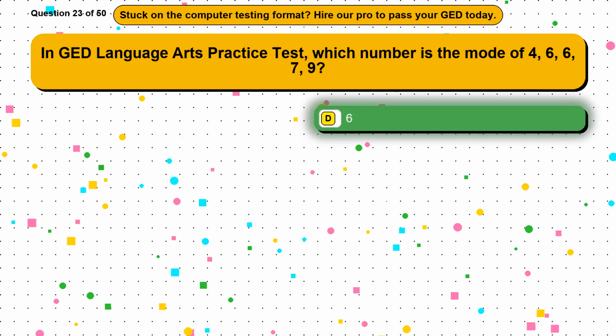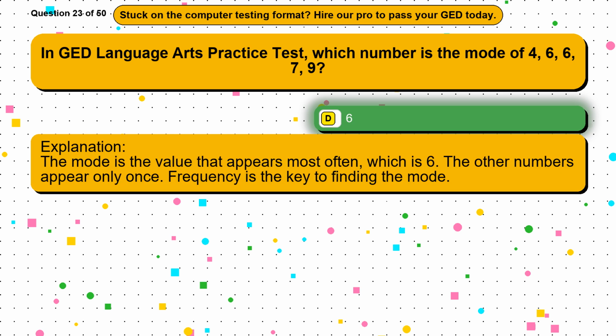6. The mode is the value that appears most often, which is 6. The other numbers appear only once. Frequency is the key to finding the mode.